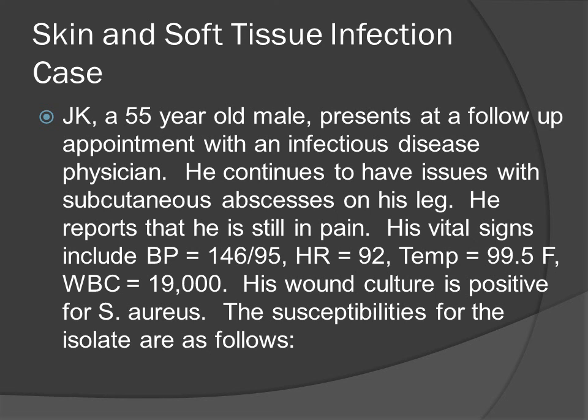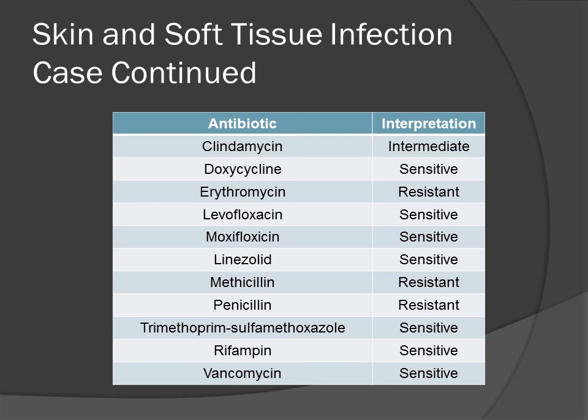His vital signs include blood pressure of 146/95, heart rate of 92, temp of 99.5 Fahrenheit, and white blood cell count of 19,000. His wound culture is positive for Staph aureus, and the susceptibilities for the isolate are as follows. So it's intermediate sensitivity to clindamycin, it's sensitive to doxy, it's resistant to erythromycin, it's sensitive to Levaquin and moxifloxacin, it's sensitive to linezolid, methicillin it's resistant, penicillin it's resistant, Bactrim it's sensitive, rifampin it's sensitive, and vancomycin it's sensitive.